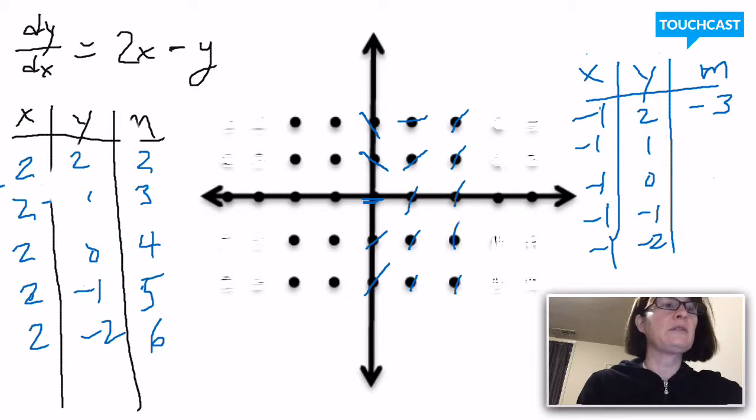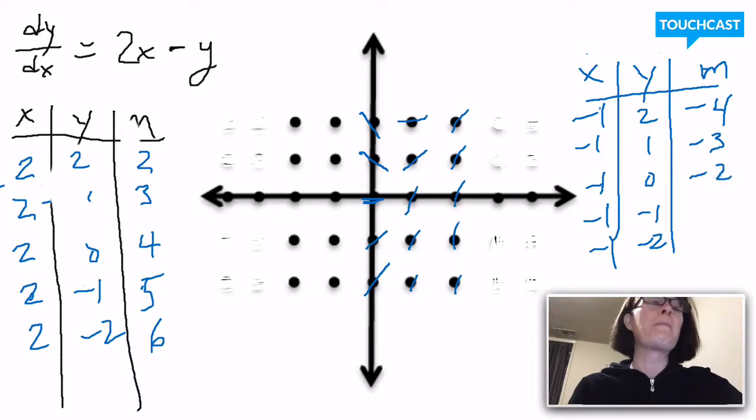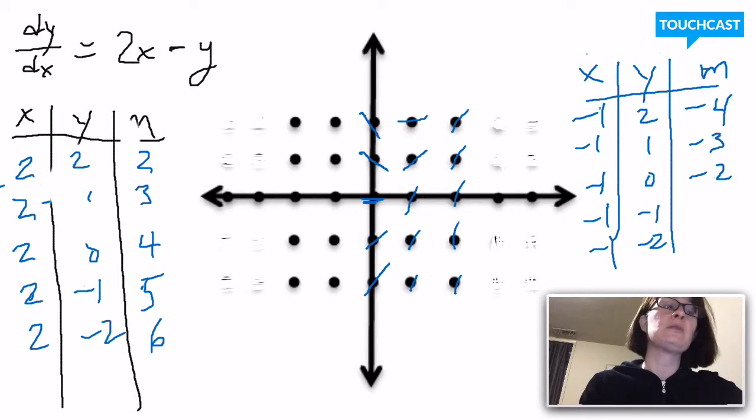Oh, I must have got that one wrong, because this isn't making sense. Let me try again. When x is negative 1 and y is 2, 2 times negative 1 is negative 2, minus 2 is actually negative 4. 2 times negative 1 is negative 2, minus 1 is negative 3. 2 times negative 1 is negative 2, minus 0 is negative 2. 2 times negative 1 is negative 2, minus negative 1, so negative 2 plus 1 is negative 1. 2 times negative 1 is negative 2, minus negative 2. Negative 2 plus 2 is 0.